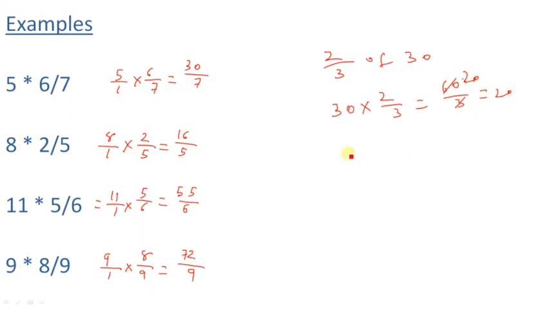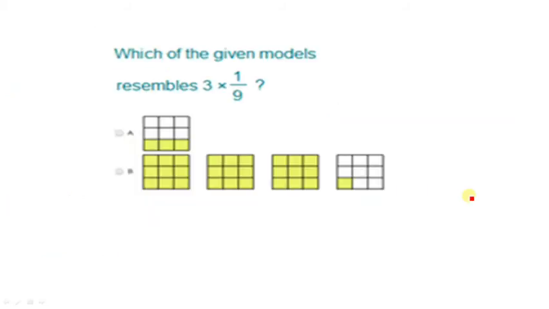Similarly, if you have to find 4 by 5 of 50, it will be equal to 50 into 4 by 5. Now 5 into 10 is 50, so 10 into 4 is 40. Okay. Now using this, we will see an example.